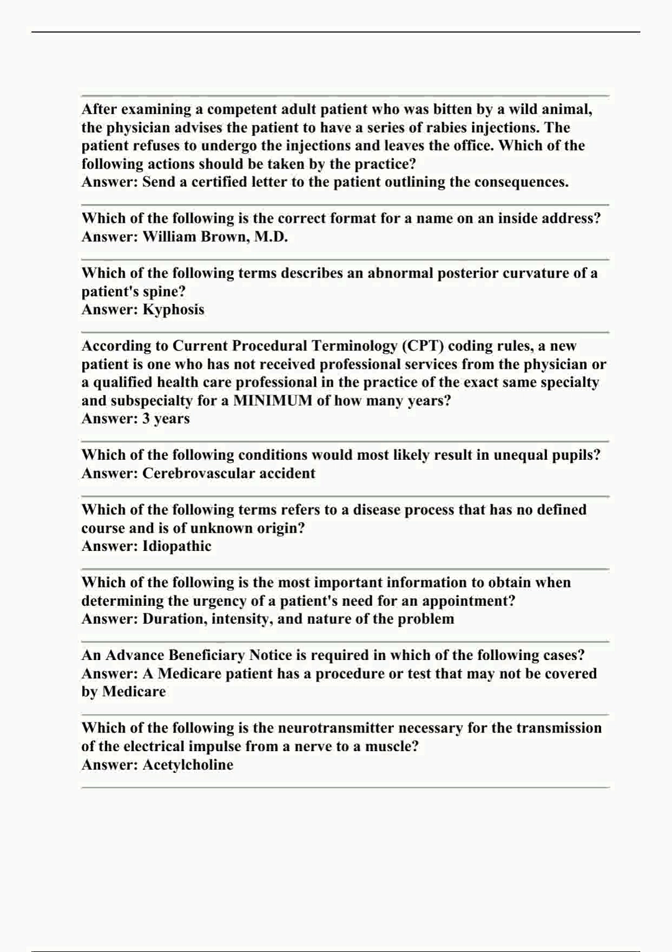Which of the following is the most important information to obtain when determining the urgency of a patient's need for an appointment? Answer: duration, intensity, and nature of the problem. An advance beneficiary notice is required in which of the following cases? Answer: a Medicare patient has a procedure or test that may not be covered by Medicare. Which of the following is the neurotransmitter necessary for the transmission of the electrical impulse from a nerve to a muscle? Answer: acetylcholine.